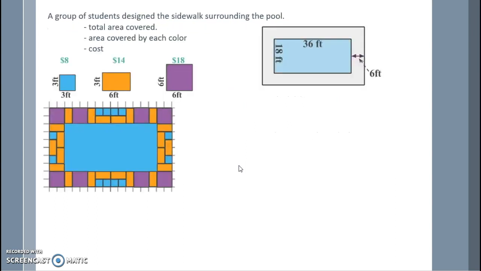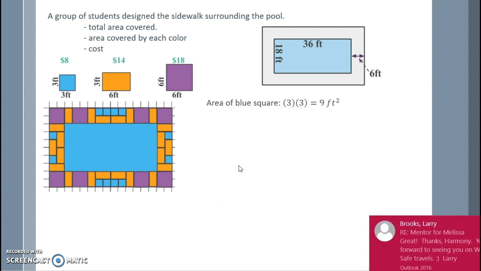A group of students designed the sidewalk surrounding the pool. We need to determine the total area covered, area covered by each color, and the cost. So they designed using the design below, and they give us the dimensions of the tiles and how much each of those tiles cost.